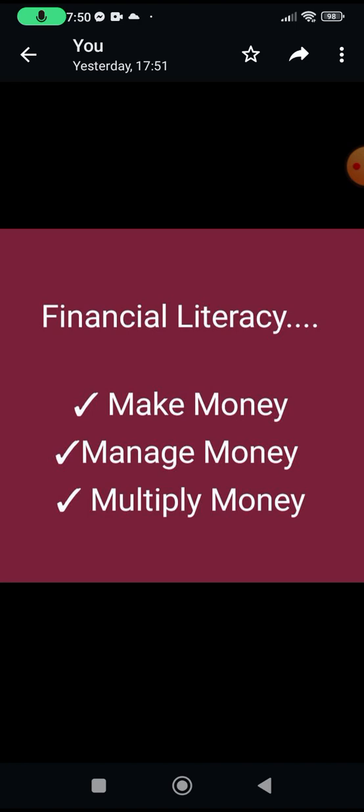What is the meaning of financial literacy? The ability to make money, to manage the money, and to multiply the money. This is very important. You may think that your child is still very young. Why are we talking about money? But it's important that children learn how to do this.